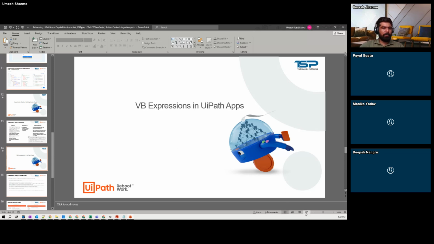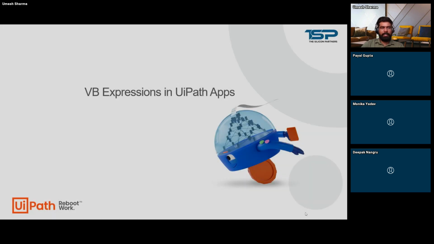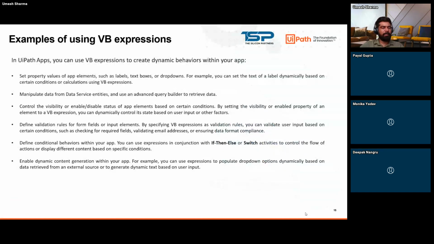So talking about the benefits or examples of where you can use the VB expression, it could be some of these. This is not just limited to this, but this is just an example of how we can use VB expressions in UiPath Apps. We'll also cover some of these examples in the next demo. So we can set the property values of app elements such as labels, text, or other text boxes. Any app elements that we see, we can have a dynamic value of it using VB expressions.